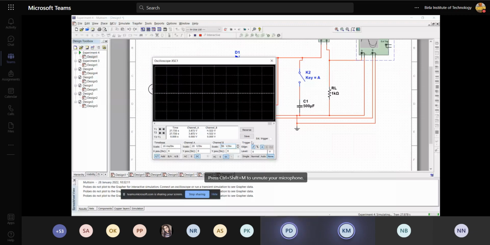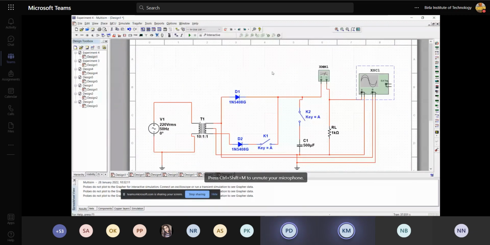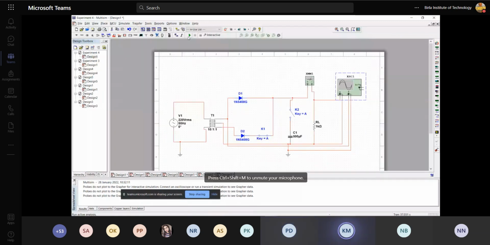Now this is half-wave rectifier, ma'am. Yes, half-wave rectifier. For full-wave rectifier, what do I have to do? You have to close the switch, like your key one, close it so that both diodes will be in the operating mode. Yes, ma'am. Now I'm doing it. Can I run it? Yeah, do it. Yes, ma'am.